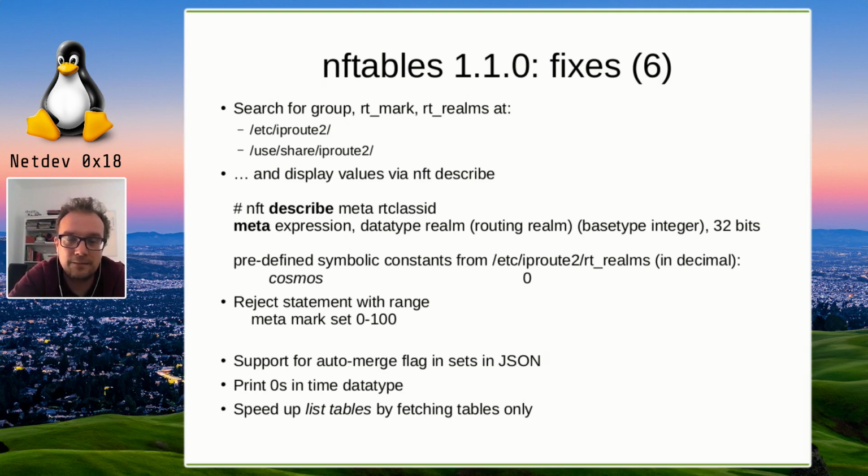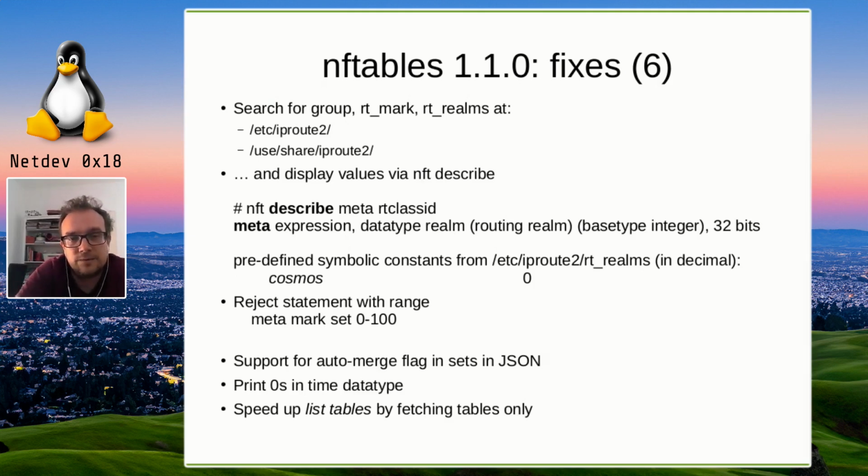And nft describe is a utility that can be used to see what values and what data type is used for a key. So you say nft describe meta mark to obtain the data type, right? You can now use it to have a look at meta rtclassid, and it is going to show the symbolic constants that are defined in /etc/iproute2/rt_realms. These are basically displaying the values that are stored in that file.